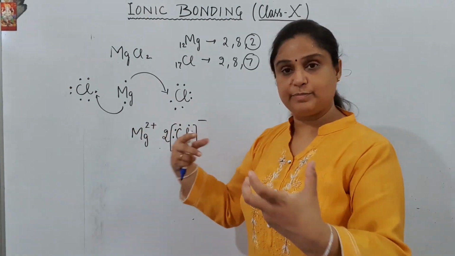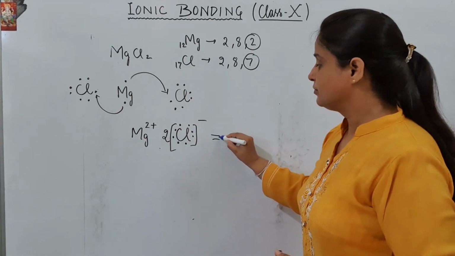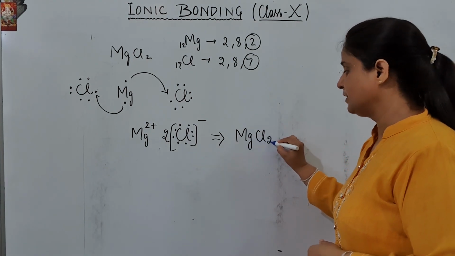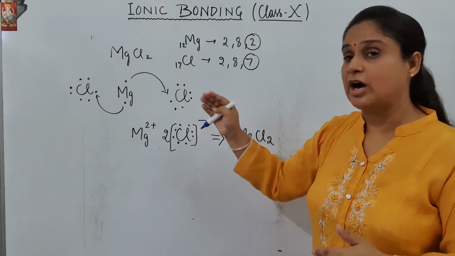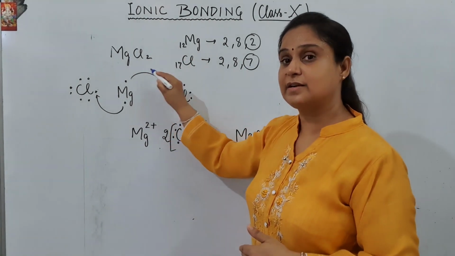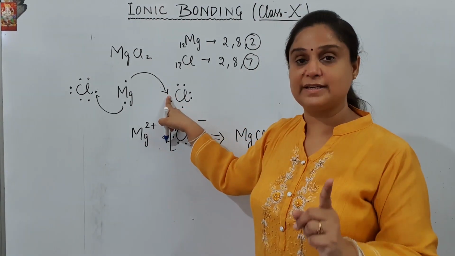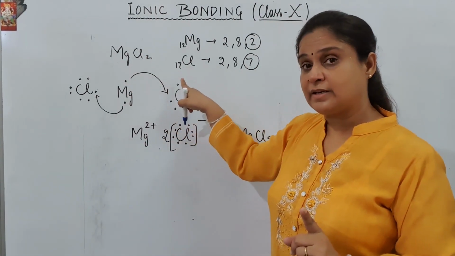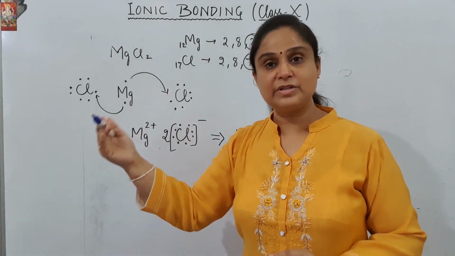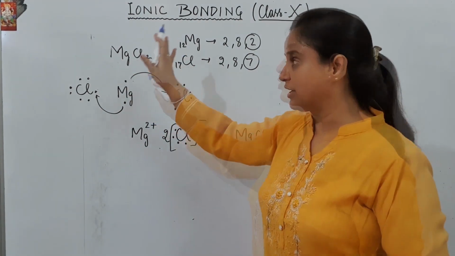So what is the compound formed? 1 magnesium and 2 chloride combine with each other to form magnesium chloride. I hope it is clear to you how to show the electron transfer. This curved arrow is indicating the transfer of electron. The head of this arrow is indicating the direction from the metal to the non-metal. So the direction of the arrow has to be mentioned clearly, because always remember that electron is transferred from the metal to the non-metal. So I hope it is clear now.